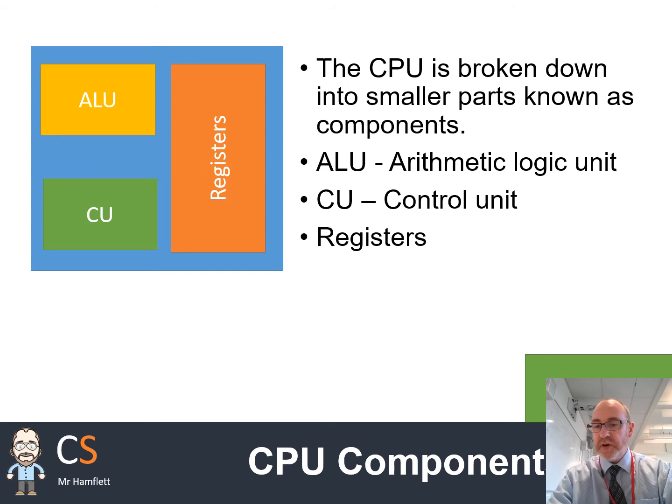So the CPU is broken down into components, and the three main components you need to know for GCSE are the ALU, the arithmetic logic unit, the control unit, the CU, and registers. We're going to start off focusing on the registers and then seeing how they work with the fetch, decode, execute cycle, and then we're going to finish off this video with a revision on ALU and CU.